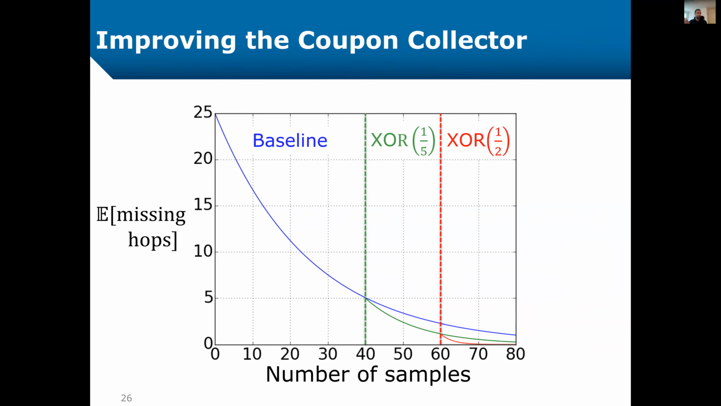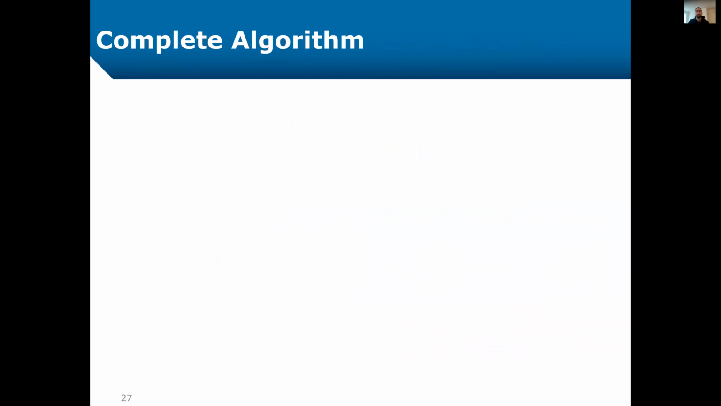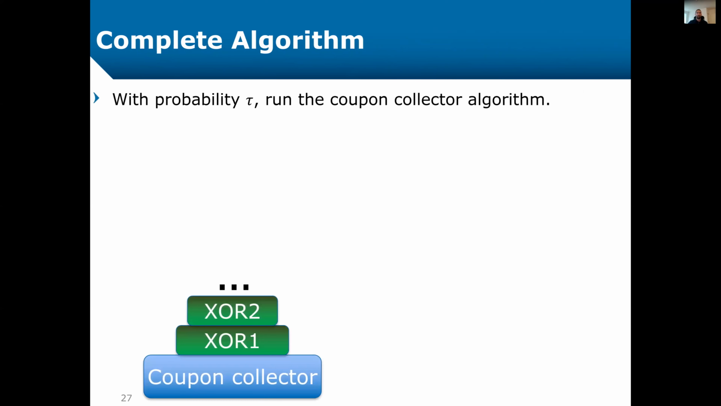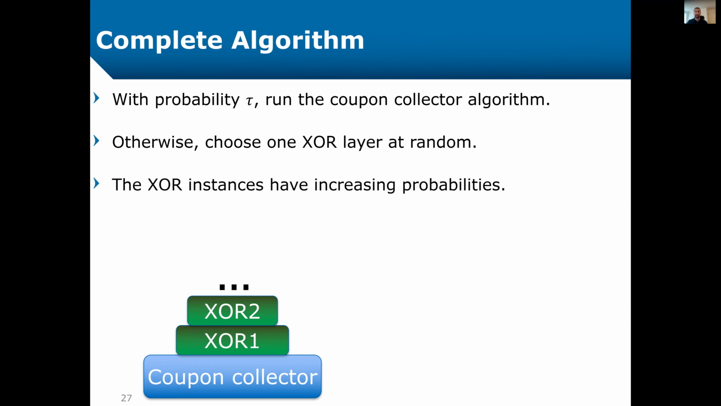So that was just intuition, right? We don't expect the switches to track the number of packets for each flow. So let me give you an actual algorithm. And this is going to run for every switch and each packet, right? So we're going to run the coupon collector algorithm with some probability. And otherwise, we're going to run a bunch of XOR algorithms, and we're going to choose which one. And since I talked about global hash functions, the switches are going to use a global hash function on the packet ID to figure out which algorithm or which layer it belongs to. And the XOR instances are different from each other in the sampling probabilities, like the previous slide suggested.